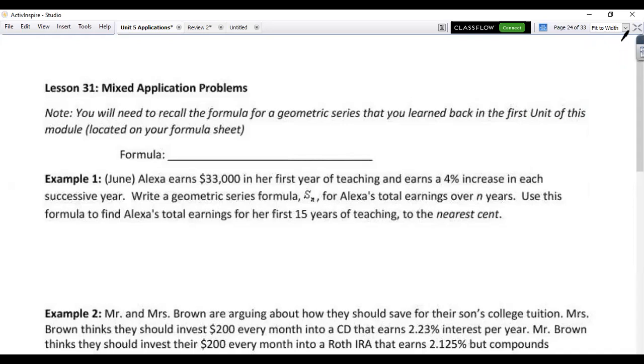Do you remember this? The formula that goes S of n is equal to a sub 1 minus a sub 1 times r raised to the n, divided by 1 minus r. Okay, so that's the formula for the geometric series that we're going to use for example 1.